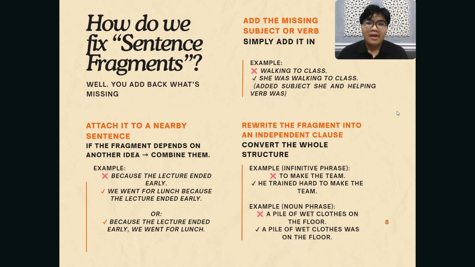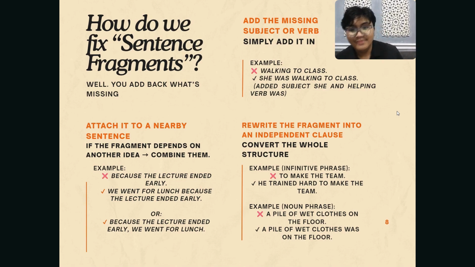Okay, next one. How do we fix sentence fragments? Well, you add back what's missing. In sentence fragments, the basics of it is that something is missing. We just add it in. Missing subject, add subject. Missing verb, add verb. The first method, like I said, is to add the missing subject or verb. Simply add it in. For example, walking to class. Who's walking to class? Well, she was walking to class. By adding a subject and a helping verb, was, the sentence fragment walking to class is completed.